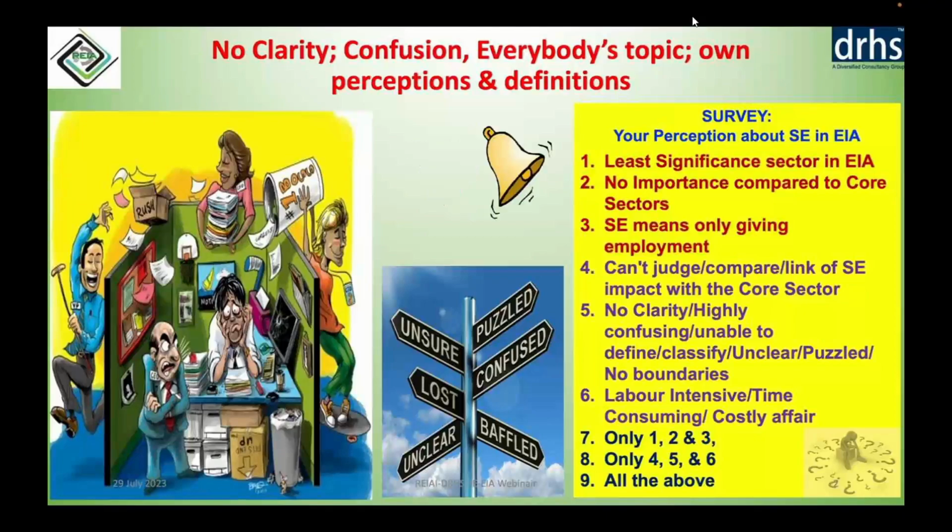Least significant sector in EIA, no importance compared to the core sector. SE means only giving employment. Can't change, can't compare the link of SE impact with the core sector. No clarity, highly confused, unable to define, classify, unclear, puzzled, no boundaries, labor intensive, time consuming, costly efforts. So put your combination. I have selected 1, 2, 3 and 1 combination 4, 5, 6.